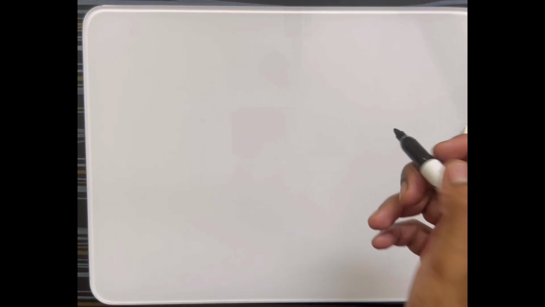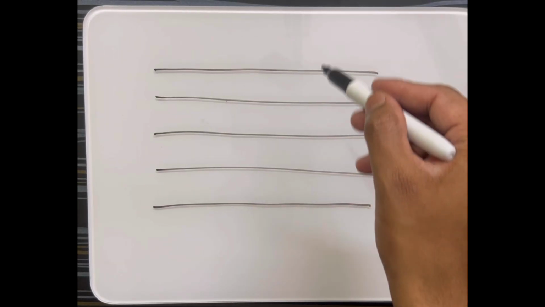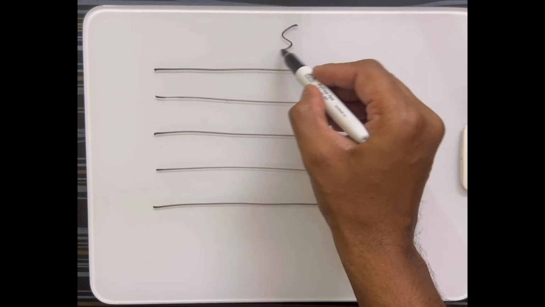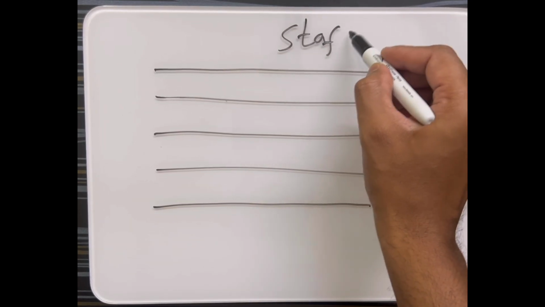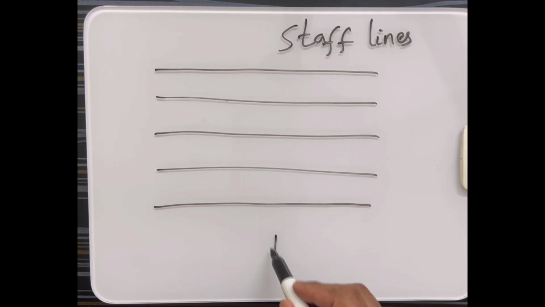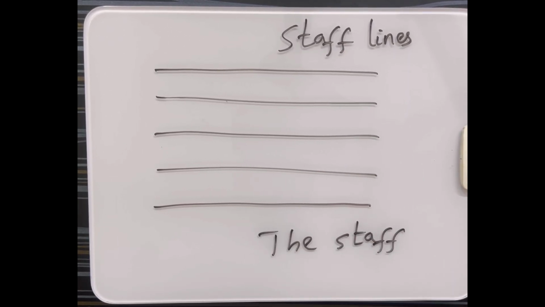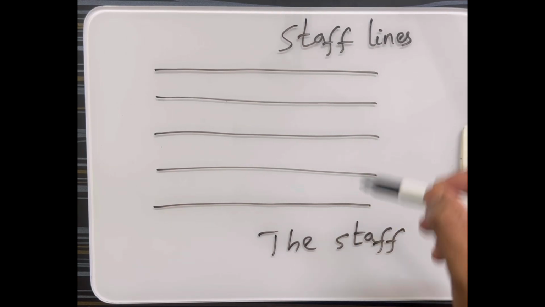Now I am going to explain to you about the staff lines. In the staff we have 5 lines. This is the general rule. These 5 lines are called staff lines, or we can call it just the staff. So there are totally 5 lines.